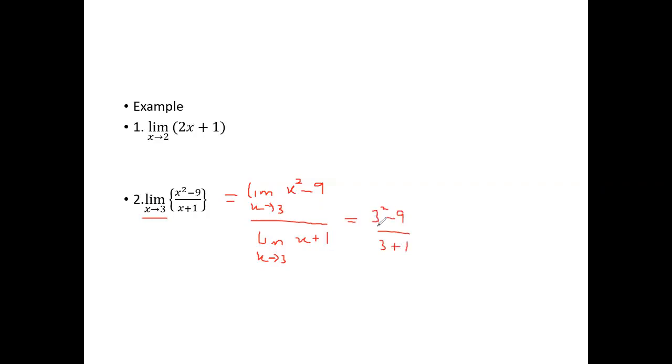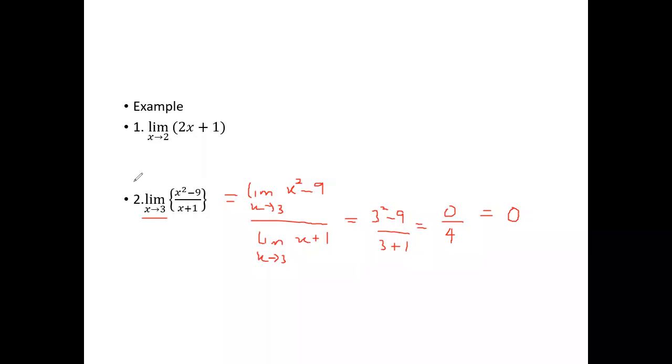So let's do a little bit of investigation. 3 squared minus 9 will be 0. But the denominator is not 0. The denominator is 4, right? So we don't have any problems. So that should give us a value of what? 0. 0 over 4 is equal to what? 0. So 0 is a number, but 0 over 0 is an indeterminate form.